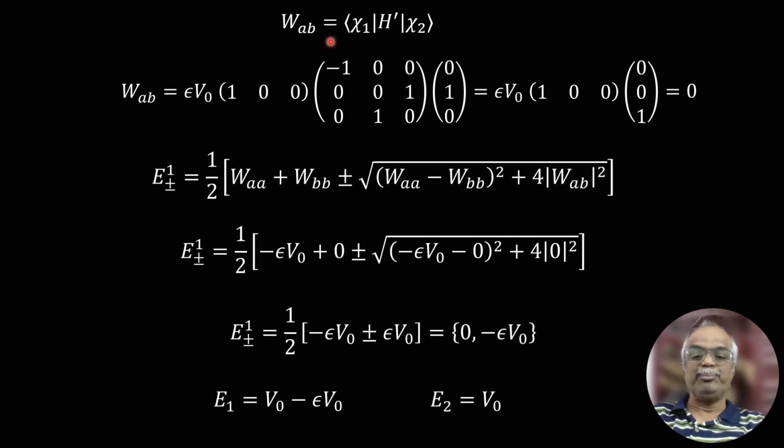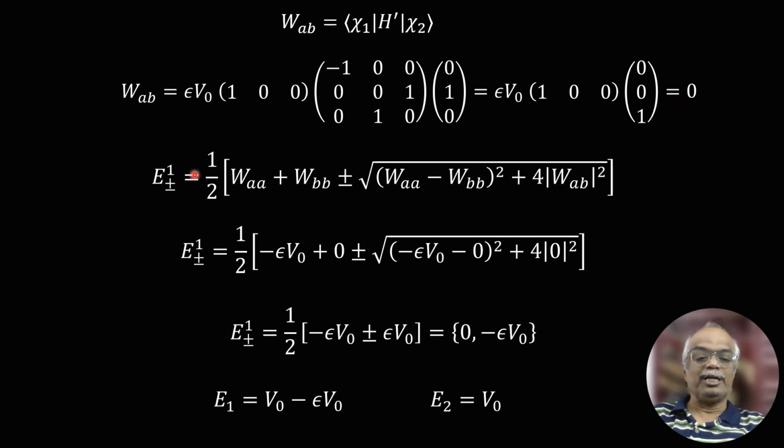Next, WAP, which is equal to bra chi1 H prime ket chi2, by definition. So you take as usual the perturbed Hamiltonian matrix, and bra chi1 is the row vector 1 0 0 and ket chi2 is 0 1 0. Now you multiply: first row, this column 0; second row, this column 0; then third row, this column is 1. So if you multiply this and this, it is going to be 0.